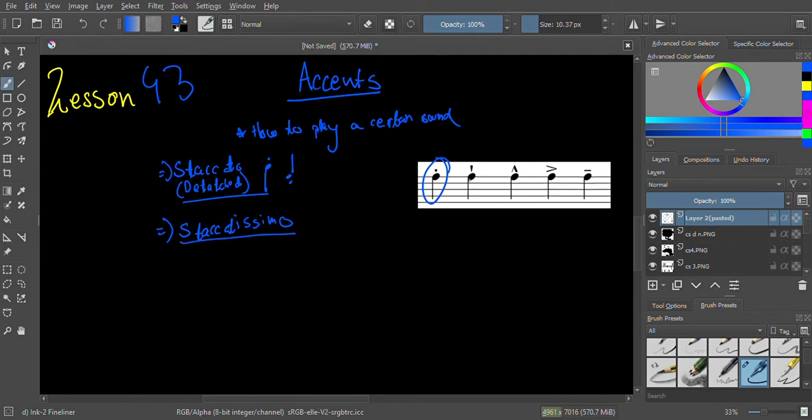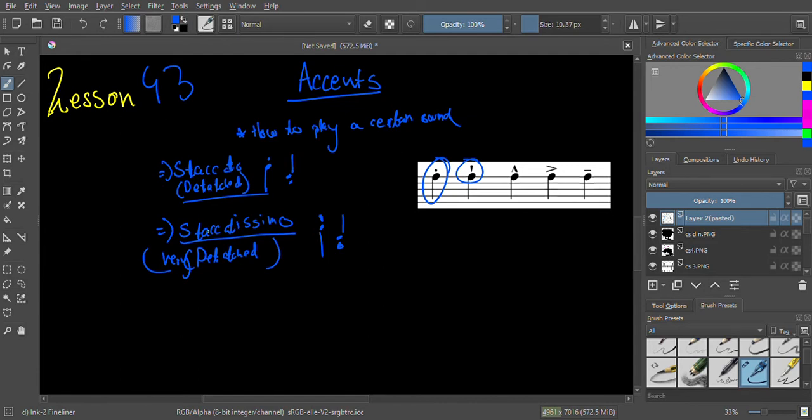But it looks something like this. When you have a note like this, you have a small sort of thing above it, like that. Or when you have a note like this, you have a small sort of thing above it, slightly elongated, something like that. It's called a staccatissimo. And what that means is very detached. If staccato is detached, staccatissimo is more detached.